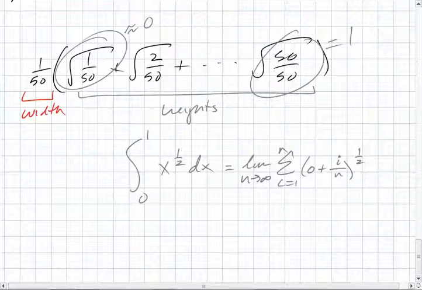Yes. This approximates this. Is this equal to this? No, it's not equal to it because for it to be equal, instead of 50, you'd have to have a limit as n goes to infinity. The reason this is equal is because you're taking, how many rectangles are you adding together here?